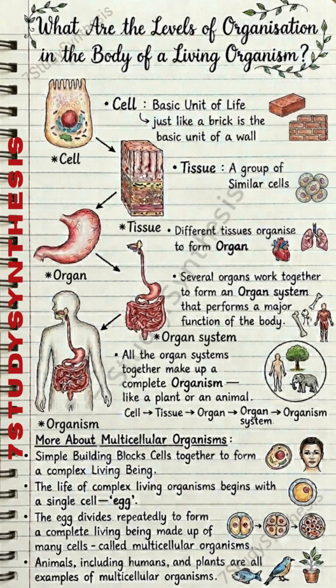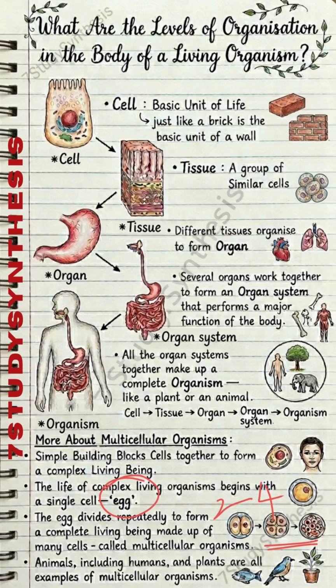But a multicellular organism's life begins with a single cell called the egg. Now this egg will divide repeatedly. One cell will form two cells, will form four cells, and ultimately multiple cells, many cells are made which make up the multicellular organism.